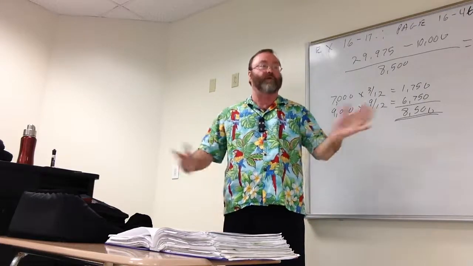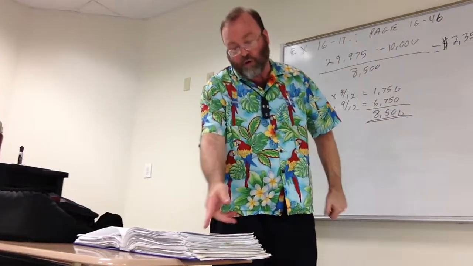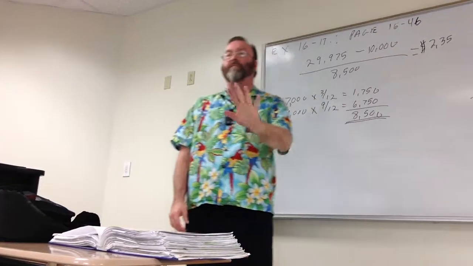If you don't have it, which this one doesn't. The next one has an extraordinary loss. But I'm not going to worry about it because extraordinary losses are going away because the FASB killed them off about a month ago. All right? Does that make sense?